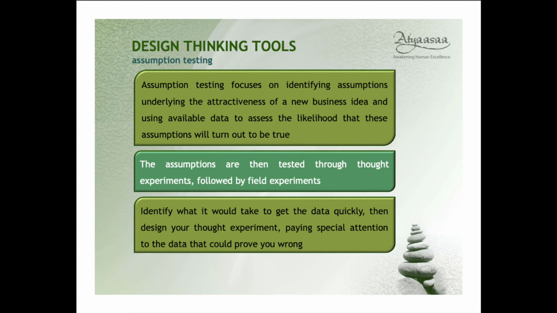The assumptions are then tested through thought experiments followed by field experiments. That means you can actually think through within your team, and then you go out into the field when you're now putting the prototype real time and you test it out there. Identify what would it take to get the data quickly, then design your thought experiment, paying special attention to the data that could prove that you're wrong.